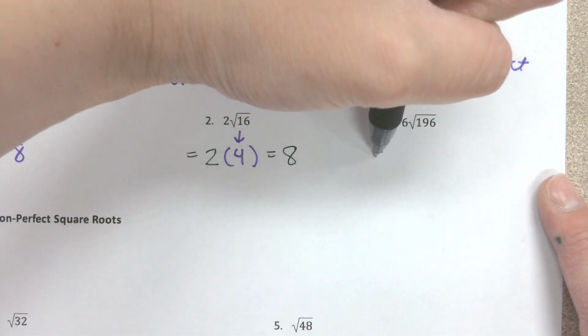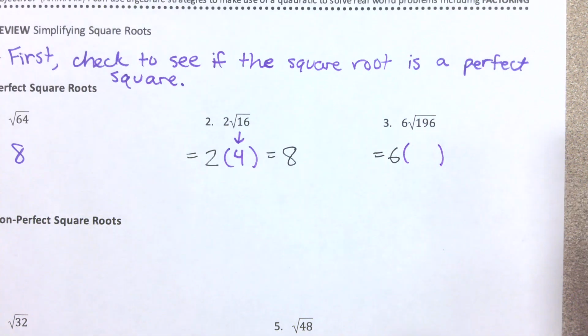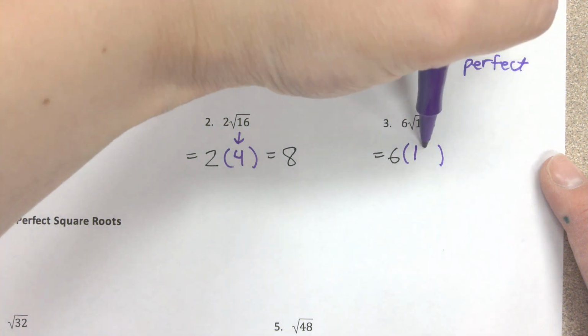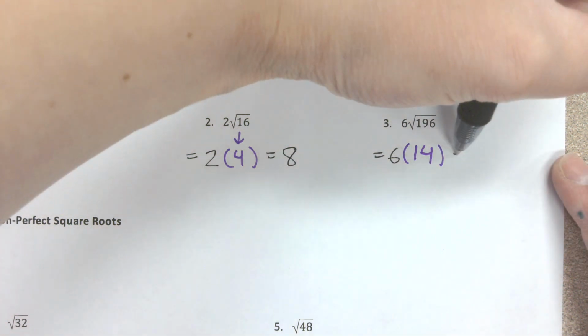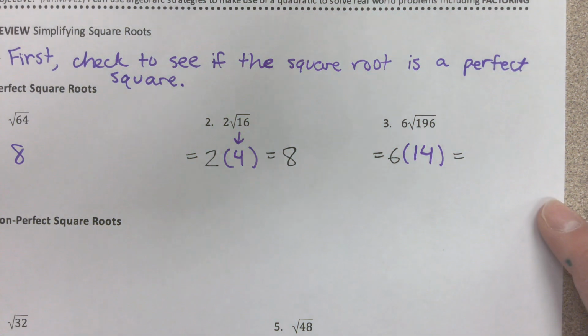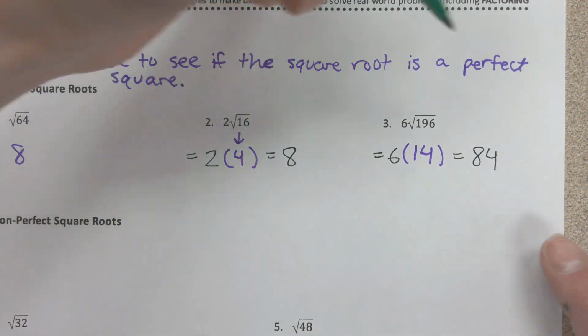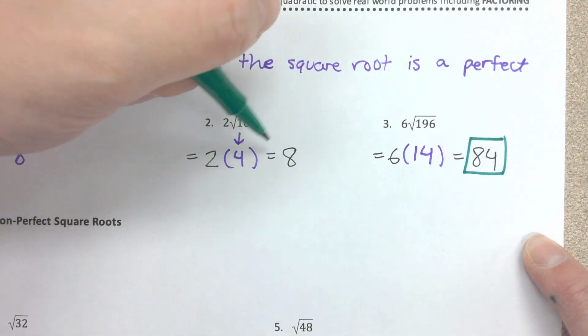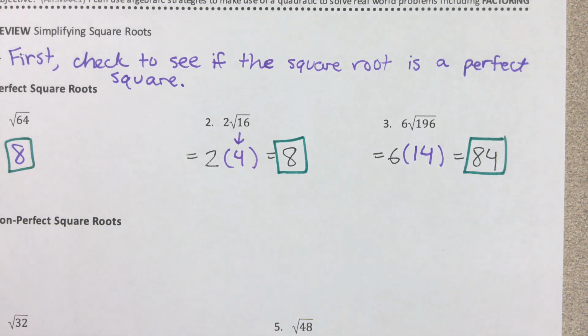Number 3, 6 times the square root of 196. Anyone know 196 without the calculator? 14. Yes. That's crazy, bro. 14. You got it, bro. Got it. And then 6 times 14, that's going to give us 84. So there's the idea behind it.